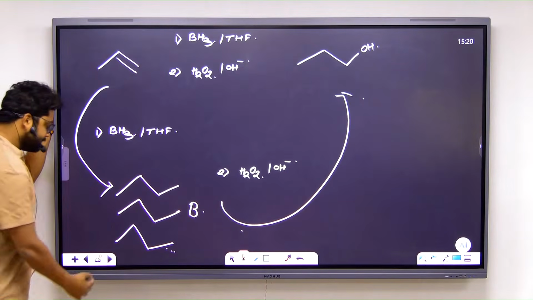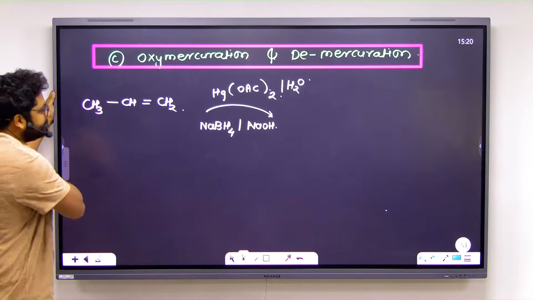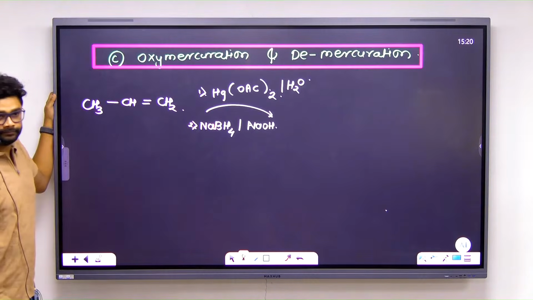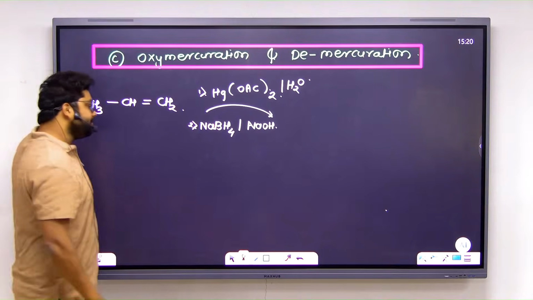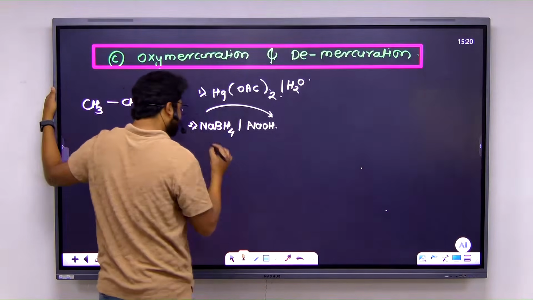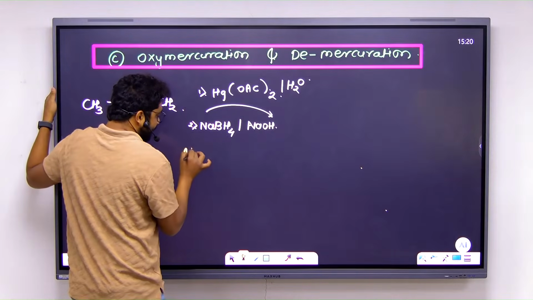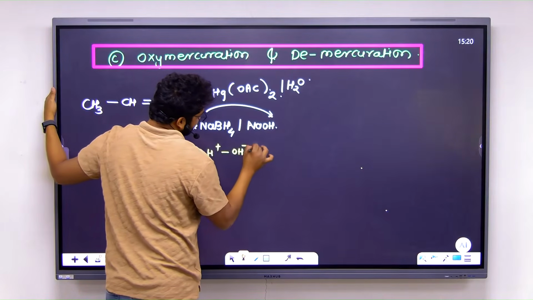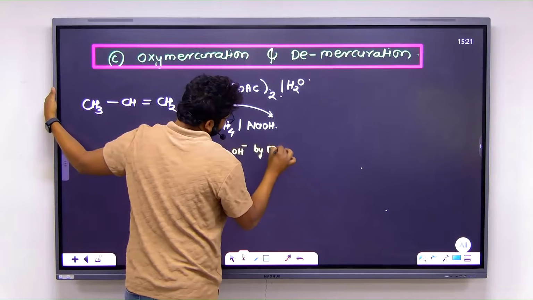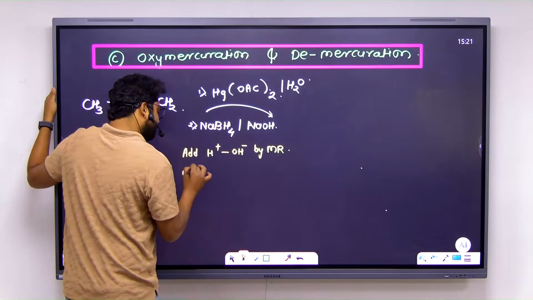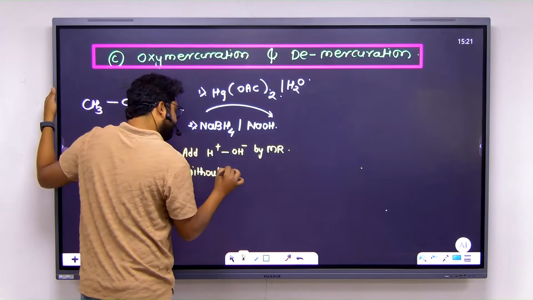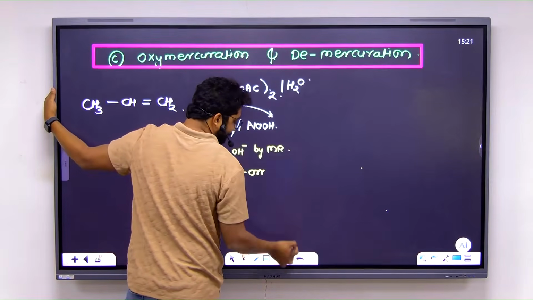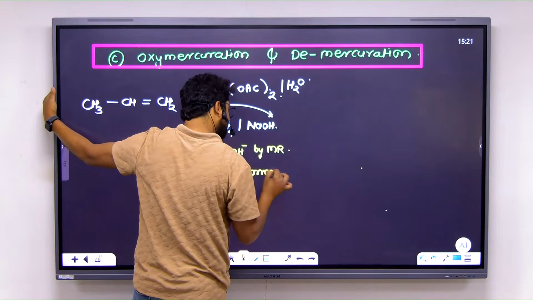Understood? So this is one more category. In this case, similarly, you are using first this, second this, right? And just try to understand the reaction by using add H2O by Markovnikov's rule, but without rearrangement. Now one more secret of the reaction.